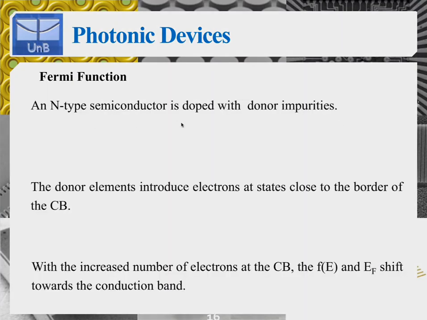An N-type semiconductor is doped with donor impurities, as we said, and the donor elements introduce electrons at states close to the border of the conduction band. So let's say that we have a donor element. How is it going to behave, right?